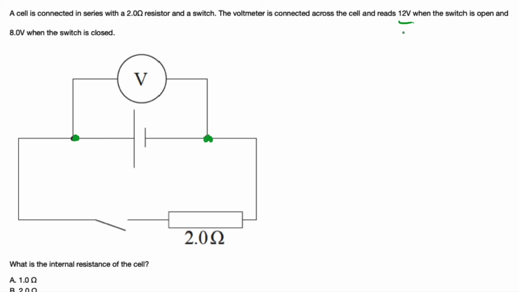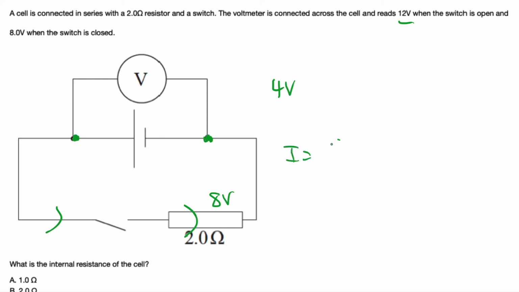The voltmeter reads 12 volts when the switch is open, so no current is flowing through the resistor, and reads 8 volts when the switch is closed. So now current flows through the resistor. It lost 4 volts going from an open circuit to a closed circuit, and the loss of 4 volts is caused by internal resistance. So the resistor has a voltage of 8, and you know the resistance of this resistor is 2 ohm.